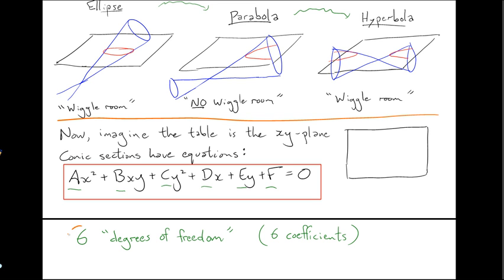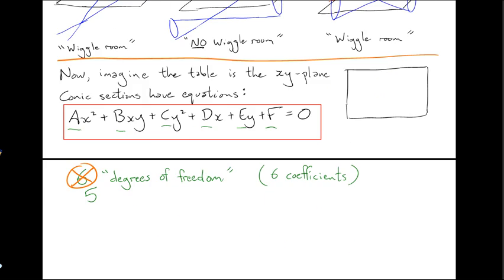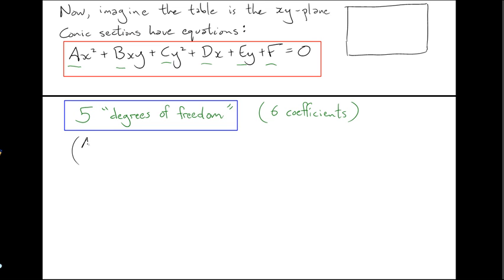If you multiply that equation in the red box by any non-zero number, you'll get on the surface a different equation, but because the right-hand side is 0, it'll have exactly the same solution set, the same numbers x and y that make the equation true. The equation y equals x squared and 2y equals 2x squared both describe exactly the same parabola. So instead of 6 degrees of freedom, because we can rescale, we only have 5 degrees of freedom.